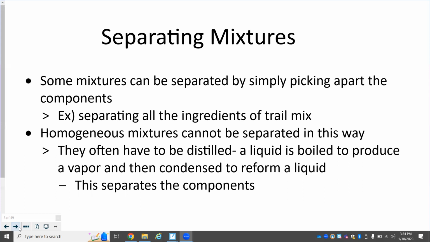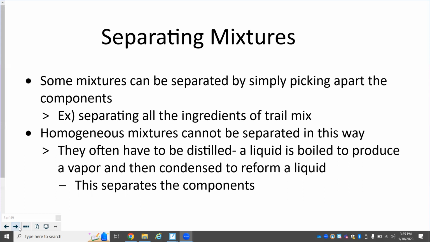Now, if we were dealing with soda, we can't take out the coloring just by picking it up. We can't see the particles. We cannot separate them that easily. So the homogeneous mixtures can't be separated in that way. A lot of times they have to be filtered or distilled.